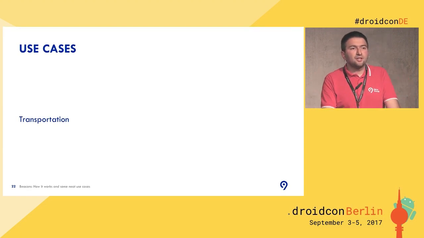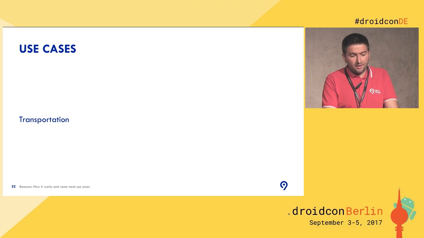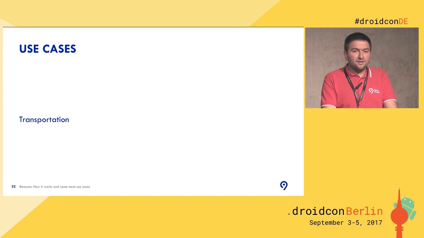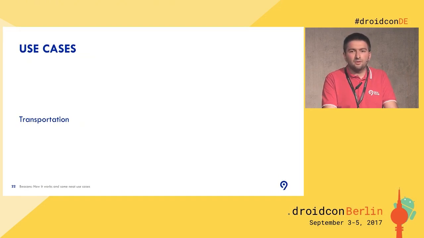Transportation is very interesting, at least for me, and I also did some proof of concept for some clients regarding this. One thing you can do is put beacons on bus stops. For example, if a driver has an app, it can also sense that the bus is at a certain stop.